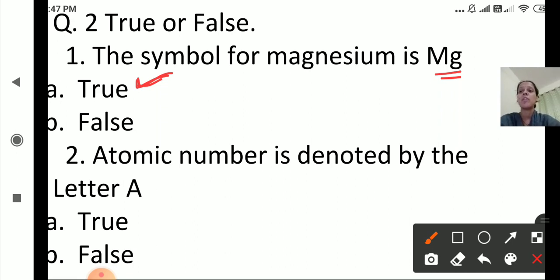Atomic number is denoted by the letter A. Which atomic number is denoted by which letter? Atomic number is denoted by the letter Z. So this statement is wrong, right? So here it is true, here it is false. What is the correct answer? Atomic number is denoted by the letter Z. So the statement given in the question is false. So you will click on option B, that is false. Okay, hope you are clear with this.